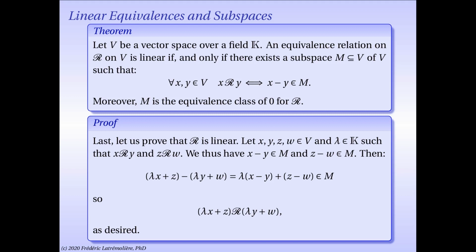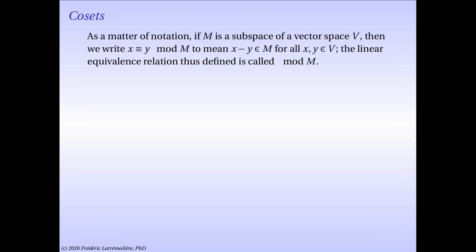So in conclusion, this theorem tells you that equivalence relations that are linear are simply given by this very explicit expression and are parameterized by subspaces of the vector space. Now, when we have defined an equivalence relation, it is natural to look at the equivalence classes for this equivalence relation. When the equivalence relation is linear, as you would expect, the equivalence classes are going to be special.